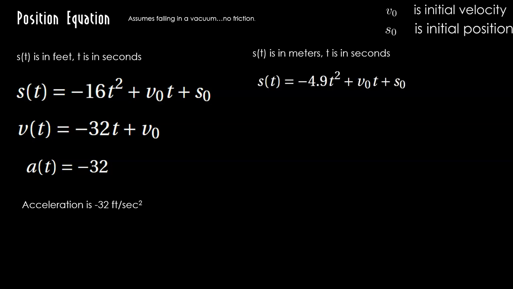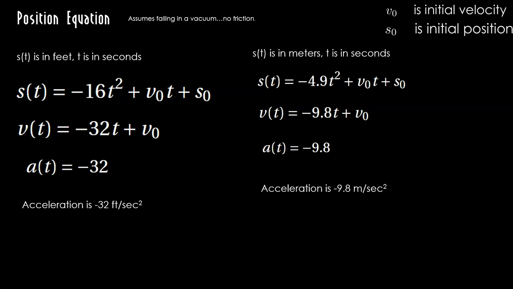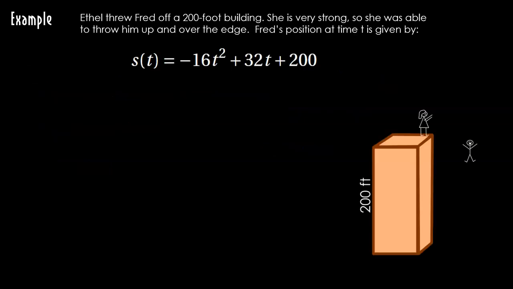In the other scenario, we use meters and seconds. Here we have the position is negative 4.9t squared plus v naught t plus s naught. The first derivative is negative 9.8t plus v naught, and the second derivative is negative 9.8. So in metric, acceleration is a constant, negative 9.8 meters per second squared. So let's play with some examples.